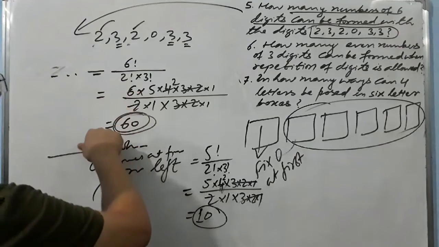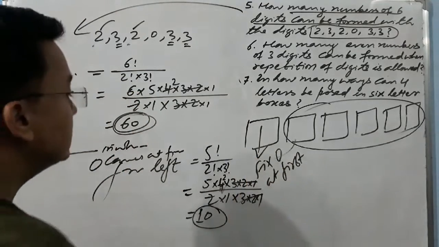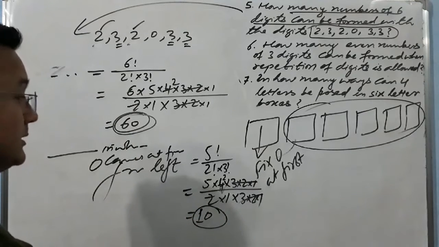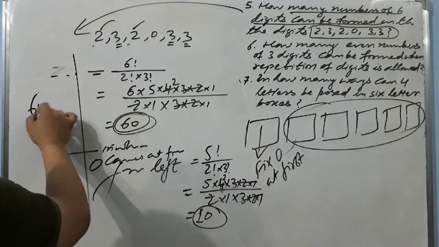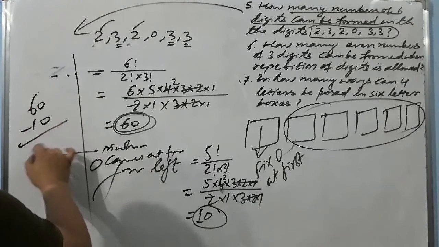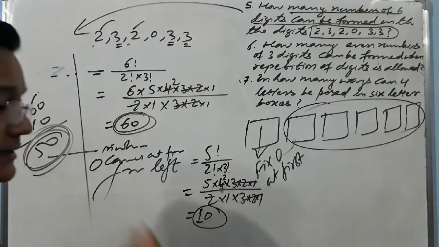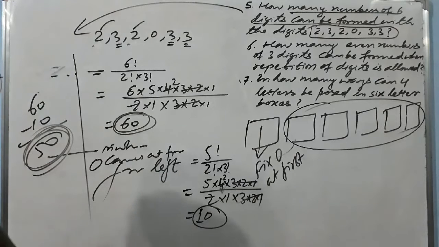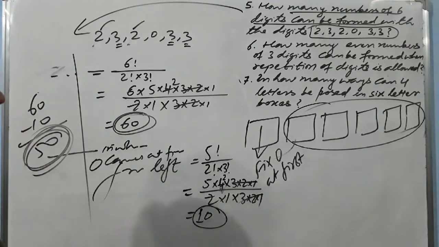So here in total we got 60, in which 0 may or may not come at first. So let's remove the numbers in which we get 0 at first. 60 minus 10, so 50. This is exactly a 6 digit number, a significant 6 digit number. 50 numbers you will get.